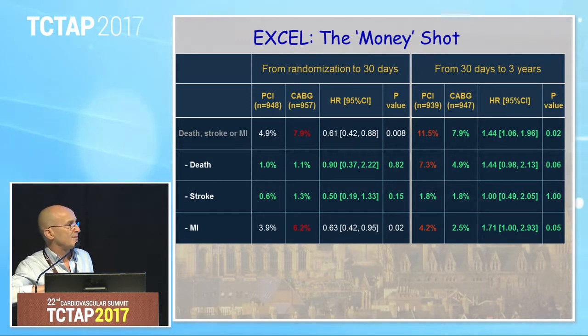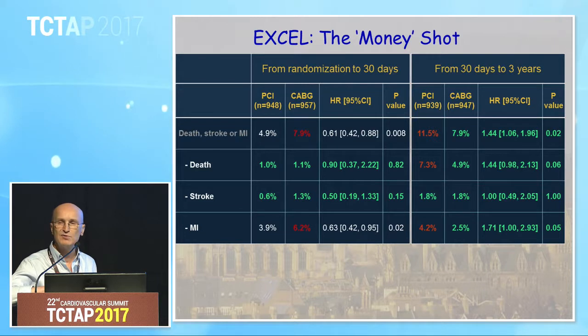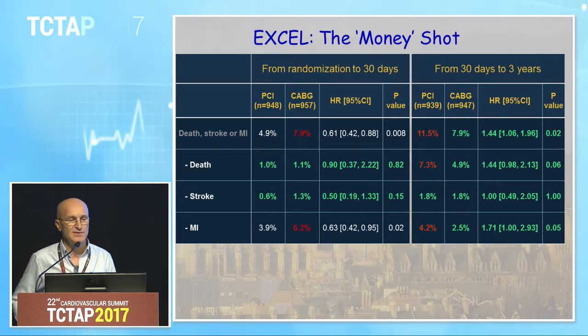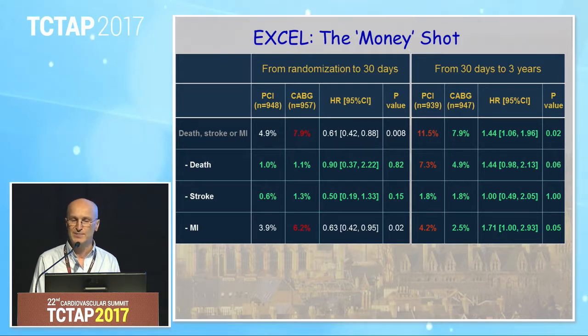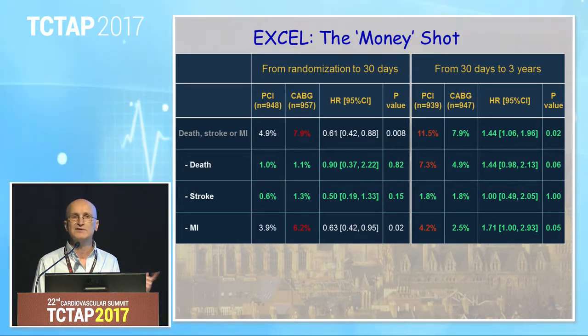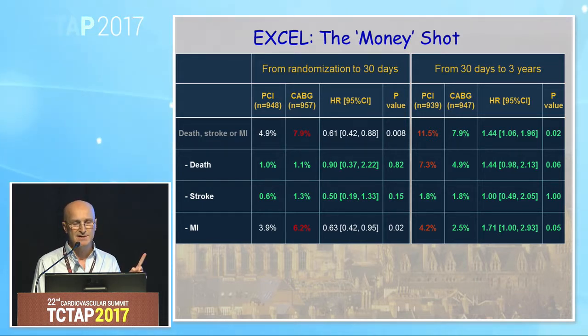But if we look at what happened between 30 days and 3 years, we see a totally different picture. Now there is a significant increase in the risk of death, stroke, or MI with PCI, and it is statistically significant. And if you look at death itself, it is also increased in the PCI group and just fails to reach significance at 0.06. But remember, this is at 3 years.